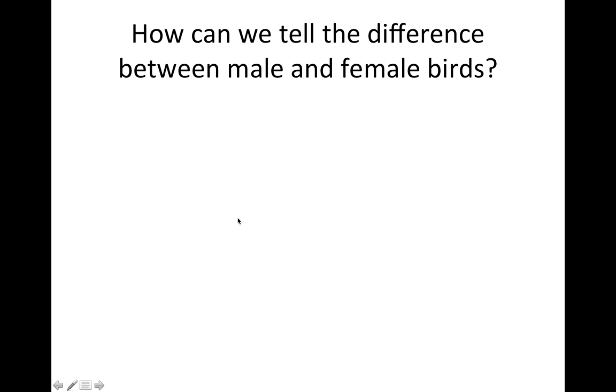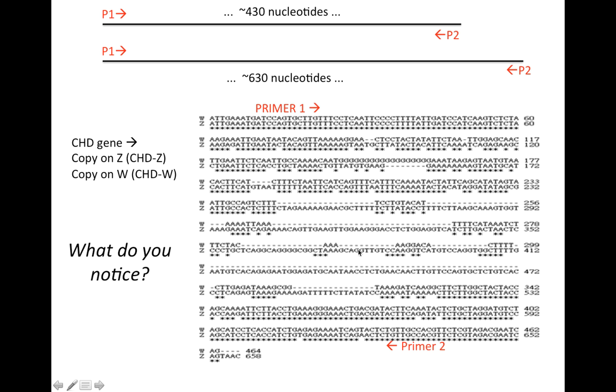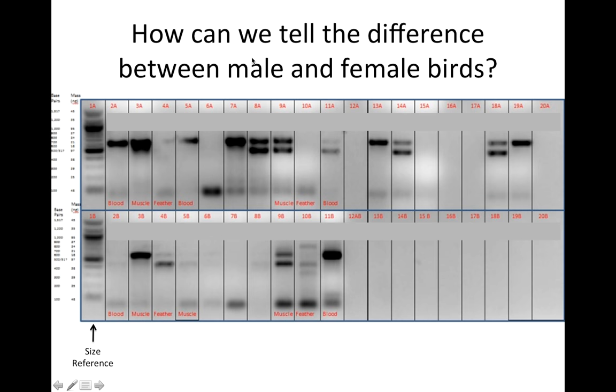Okay, so now let's think about what we can do. So we have these two techniques, PCR and gel electrophoresis. I've said if we use these primers, we'll get these different sequences, and they have different lengths. So what that means is that we can actually use gel electrophoresis to try to distinguish between male and female birds.